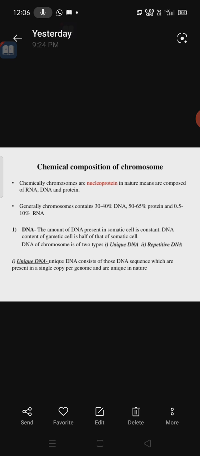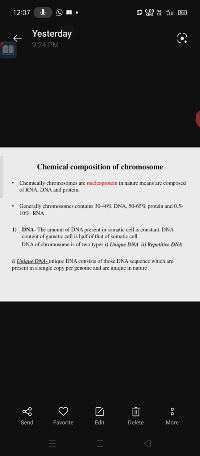What is the chemical composition? Chemically, chromosomes are nucleoprotein. Protein, DNA and RNA are present. Generally, a chromosome contains 30 to 40% DNA, 50 to 65% protein and 0.5 to 10% RNA. This is the chemical nature of the chromosome.